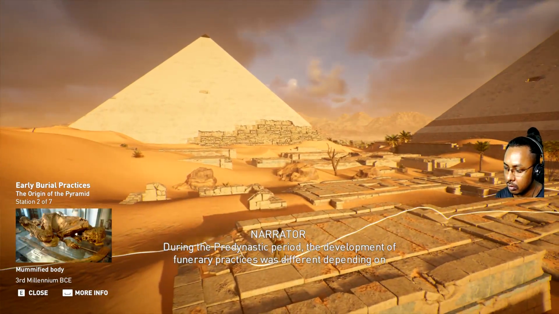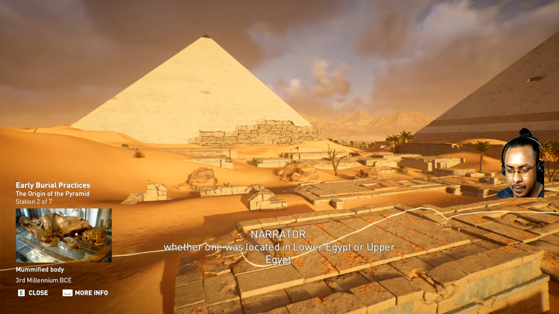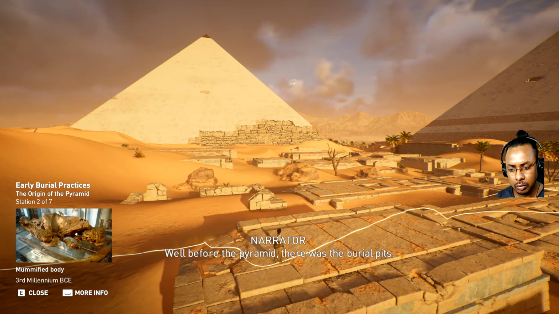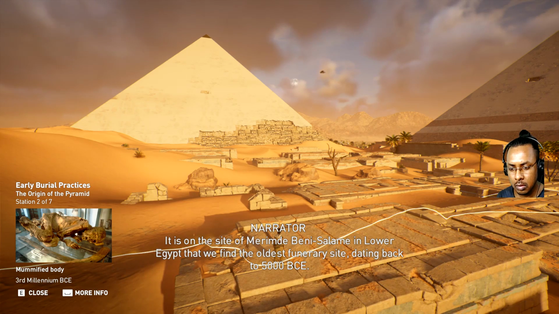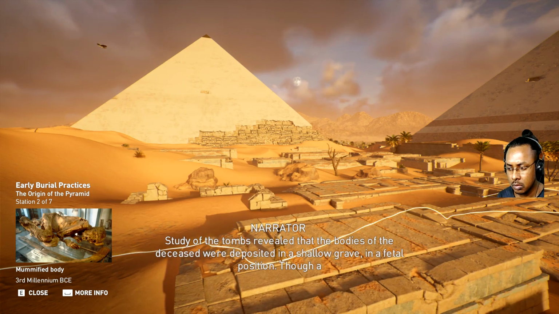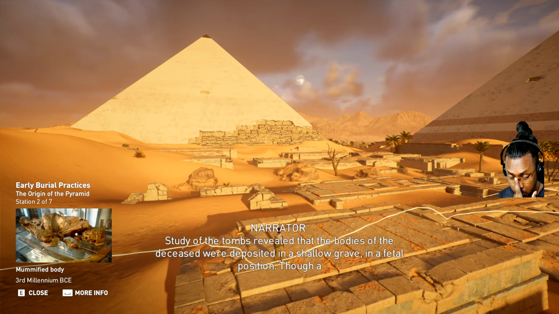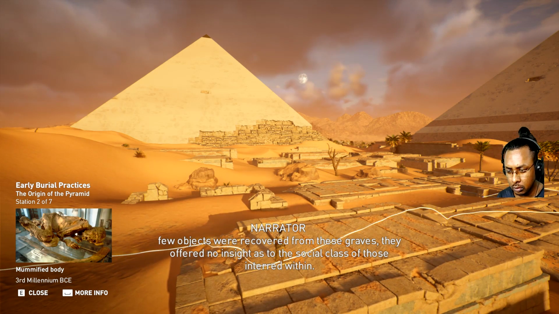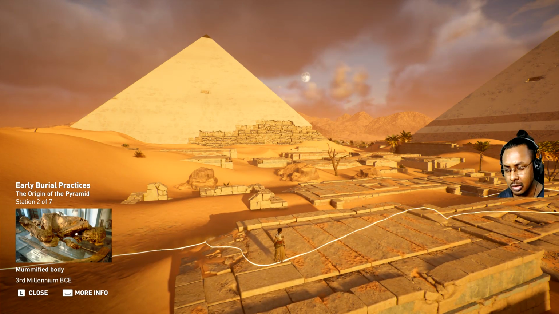During the pre-dynastic period, the development of funerary practices was different depending on whether one was located in Lower Egypt or Upper Egypt. Like by income? Well before the pyramid, there were burial pits. It is on the site of Merimde Beni Salame in Lower Egypt that we find the oldest funerary site, dating back to 5000 BCE. Study of the tombs revealed that the bodies of the deceased were deposited in a shallow grave in a fetal position. Though a few objects were recovered from these graves, they offered no insight as to the social class of those interred within. Okay, so no social class, just Lower Egypt and Upper Egypt.